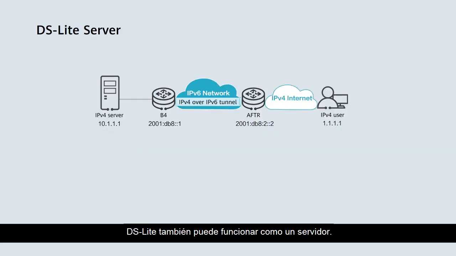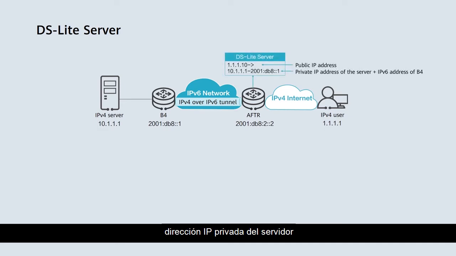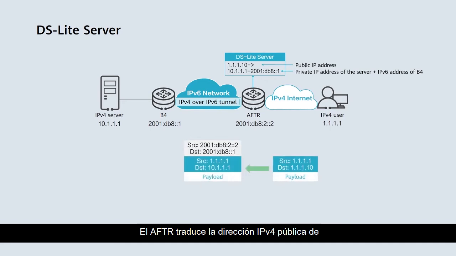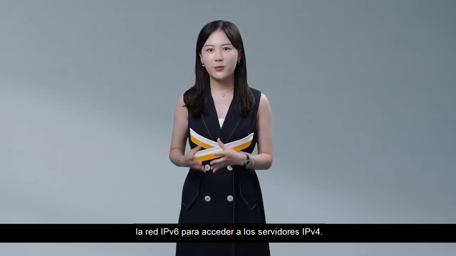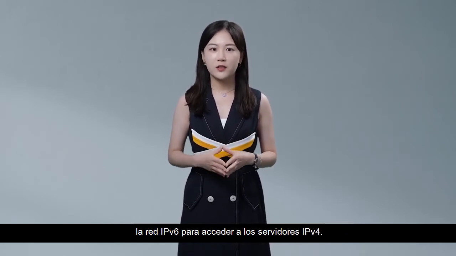DS Lite can also function as a server. You can configure the mapping between the private IP address of the server plus the IPv6 address of the B4 and the public IP address of the server. The AFTR translates a public IPv4 address of a packet into a private IPv4 address based on the mapping and adds an IPv6 header into the packet. The packet is then forwarded over the IPv6 network, decapsulated on the B4 and sent to the IPv4 server. In this manner, IPv4 Internet users can traverse the IPv6 network to access IPv4 servers.